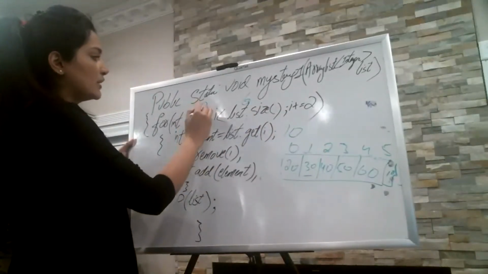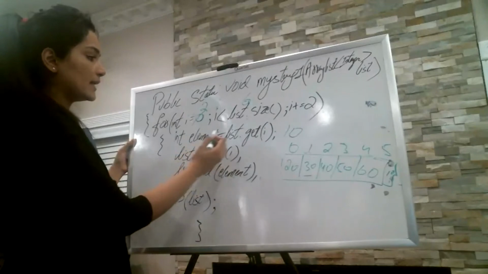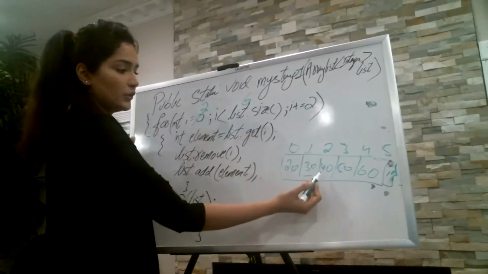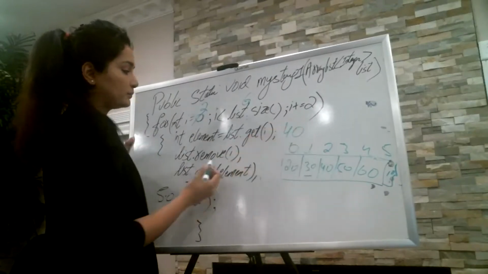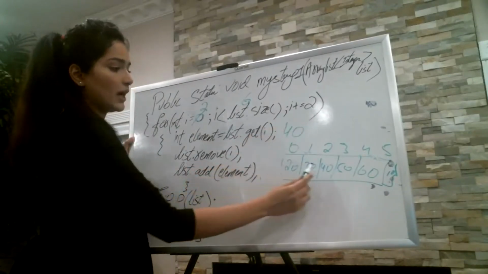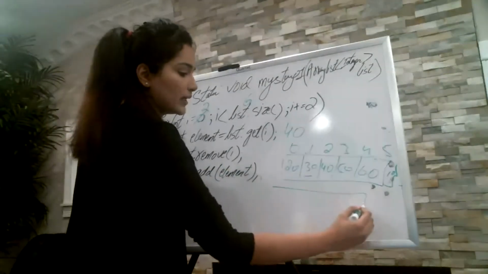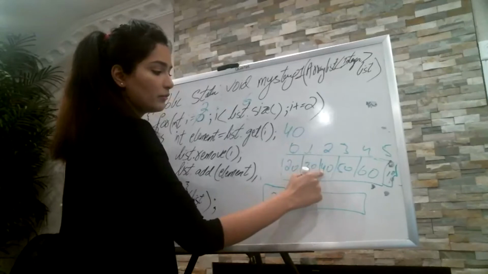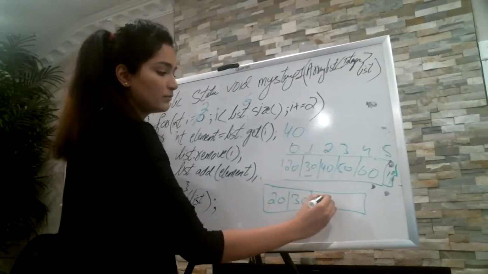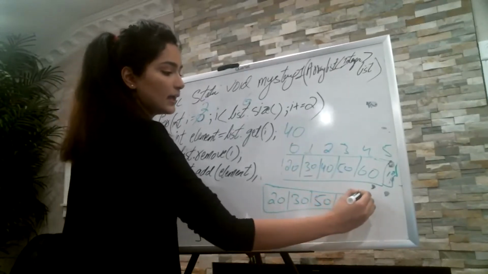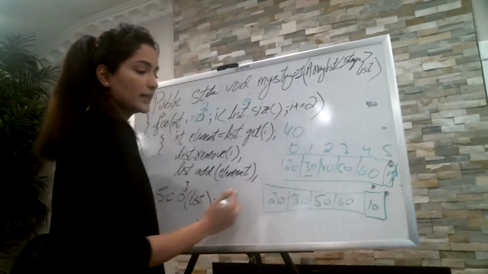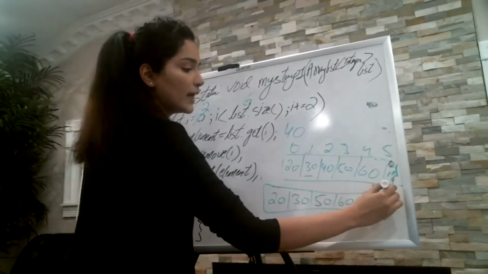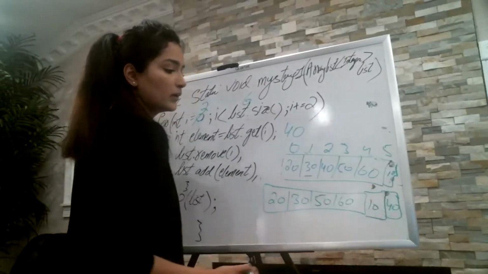i is now 2. Is 2 less than 6? Yes, you go inside. Now your element equals list.get(i). So what is at index 2? You have 40 at index 2 and list.remove(i). So now you are removing 40. So I'm creating another array over here. So we have 20, 30. You have removed 40. So what will happen is 50, 60 and 10 will be shifted on this side. Then you are adding with list.add(element), adding that 40 at the end. So this is what it looks like.